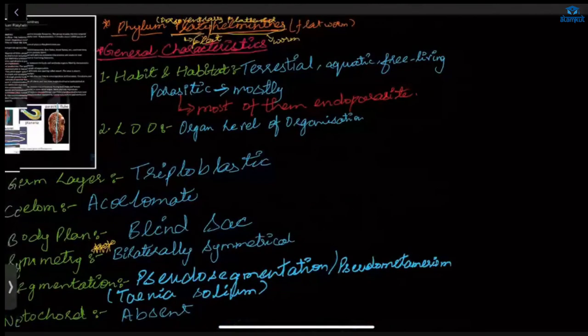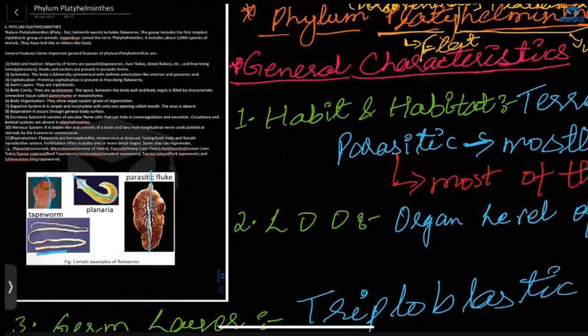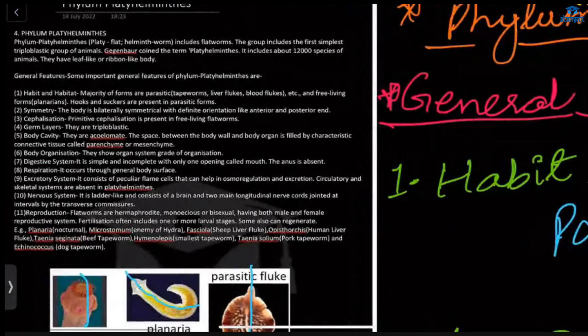Now quickly coming to the slide, I think time has already been done. So what is the slide saying? We can say phylum Platyhelminthes, they are flatworms. They include the first simplest triploblastic group of animals. Okay, Gegenbaur coined the term Platyhelminthes, not at all important. It includes about 20,000 species.